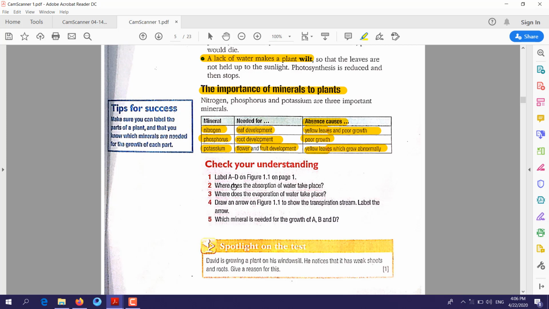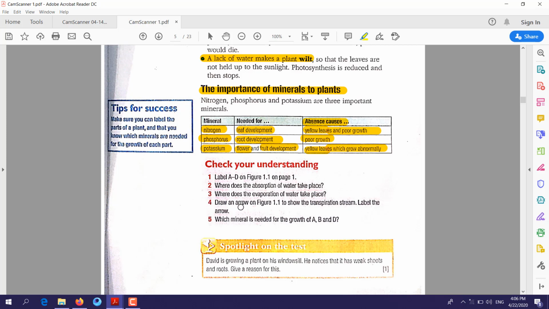Question number 2. Where does the absorption of water take place? The answer: root, or you can say root hair. Then, where does the evaporation of water take place? The water will evaporate through leaves, in the leaves. If you want, you can add more details. You will say water will evaporate through stomata found on the surface of the leaf.